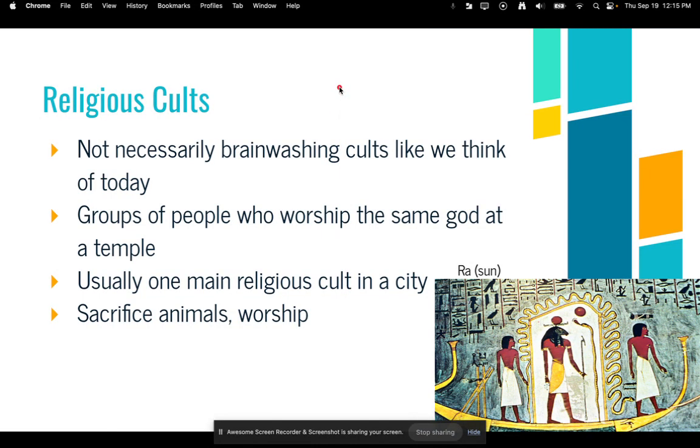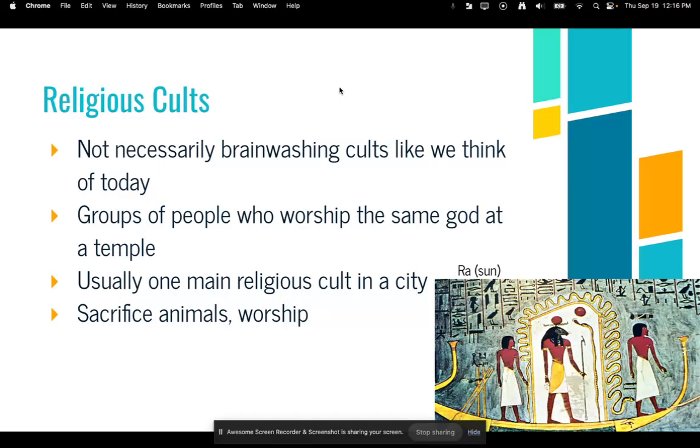Other things that might pop up during your research would be religious cults. When I talk about religious cults in ancient Egypt, I'm not talking about what we think of as cults today, like brainwashing and reality TV and stuff like that. In ancient times, that wasn't really the case. So it's not necessarily the brainwashing cults like we think of today. They were groups of people who worship the same god at a temple. That's what a cult means.